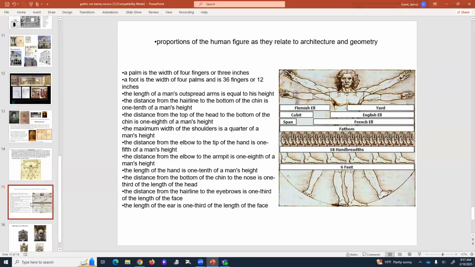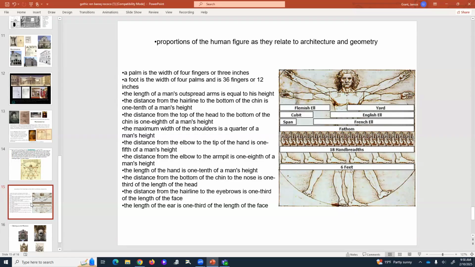If you measure it, I know a lot of students, I used to give out little tape measures in the design one class. If you measure from your nose to the tip of your finger, it should be 3 feet. A palm is the width of 4 fingers, and the width of 4 fingers is 3 inches.